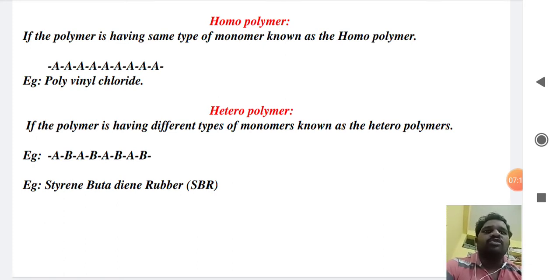The best example of a heteropolymer is SBR, which in elaborated form is called styrene butadiene rubber, which acts as the rubber for the preparation of shoes as well as a number of footwear. Now this is about the homopolymers and the heteropolymers.